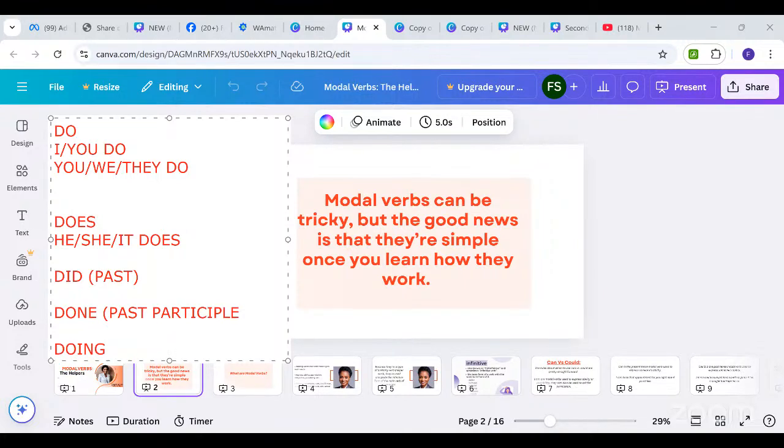Okay. So is this clear now? Yes, very clear.